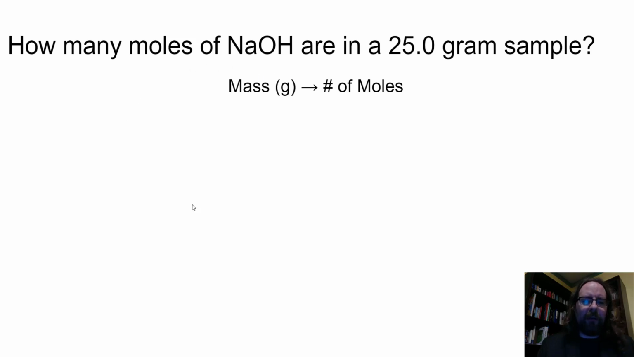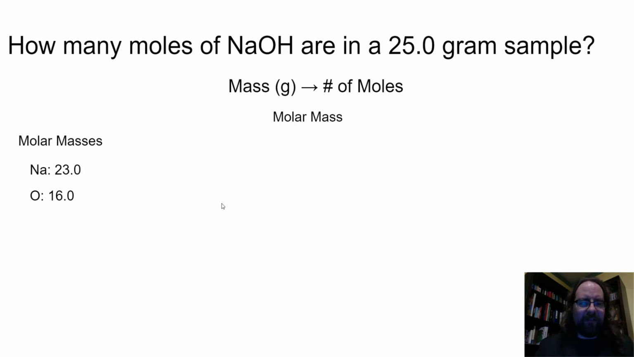Using a periodic table, I'm going to again find our molar masses. So sodium's molar mass is 23.0 grams per mole. Oxygen's molar mass is 16.0 grams per mole. That's one you should probably have memorized by the end of this course. It comes up so often. And hydrogen's an easy one, 1 gram per mole. So setting up our problem here, we have a total of 40.0 grams per mole of our compound.